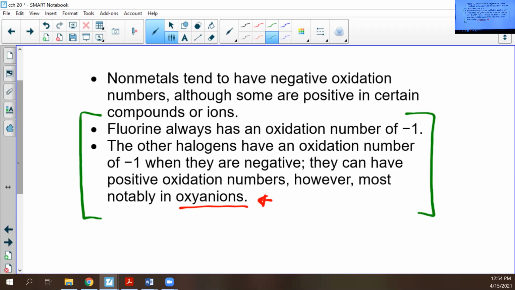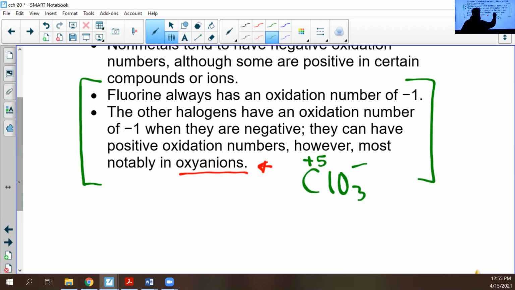Then the other halogens have an oxidation number of -1 when they are negative, but they can have a positive number if they're with oxygen. And they will be. It's really weird. Like if you have ClO3-, then this chlorine right here is acting like a +5. So it gets a little bit weird. I can show you why.